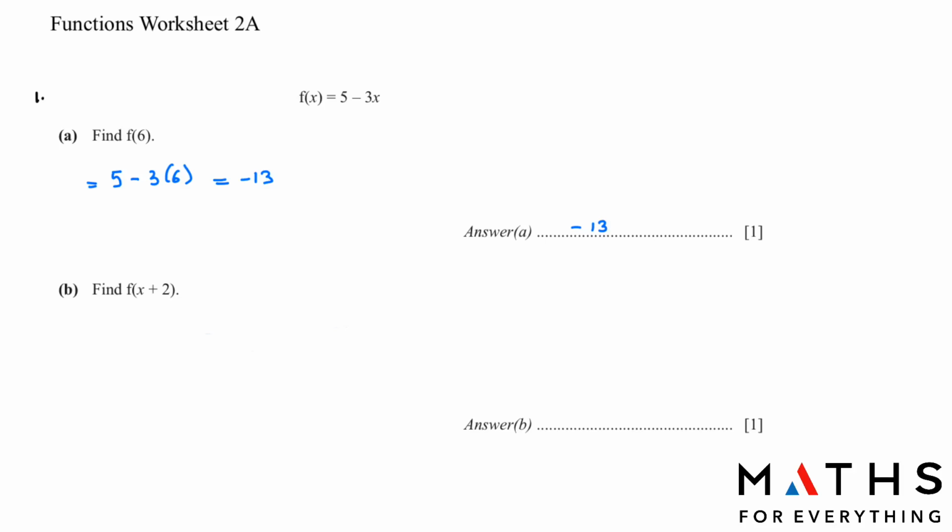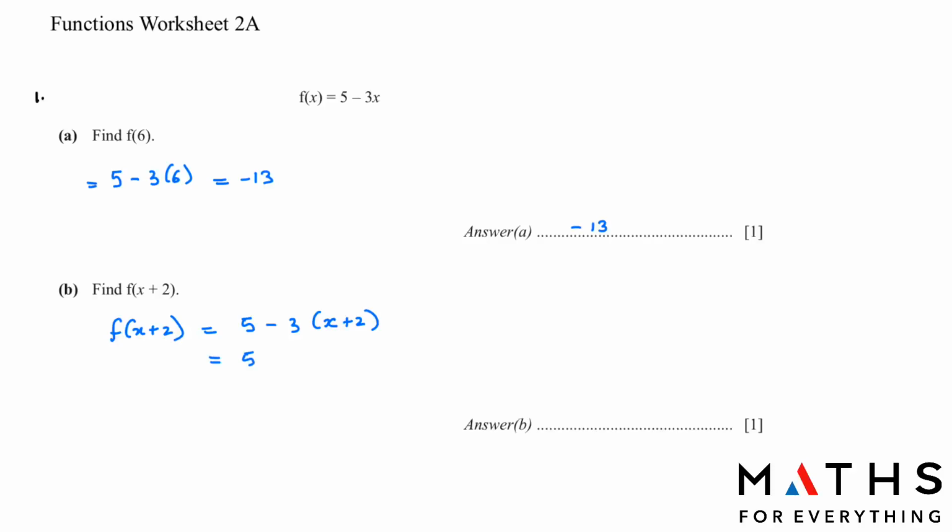The next one is find f of x plus 2. We are going to solve it the same way. In place of x, we are going to write x plus 2. So 5 minus 3 bracket x plus 2. In this question, they have not said simplify. So even if you leave it like that, it is fine. But if they say simplify, you have to expand the bracket and simplify it.